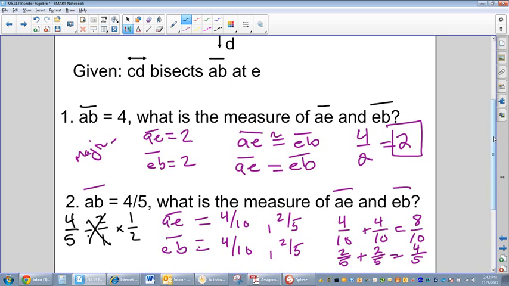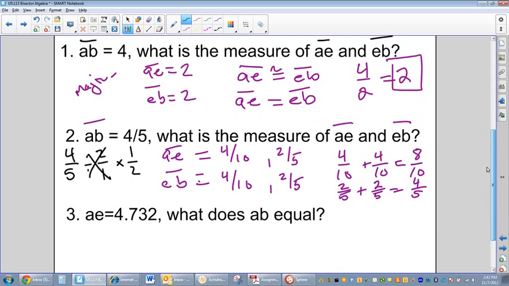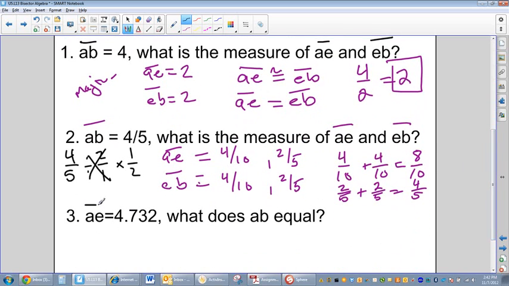All right, be sure to read number 3 carefully. Line segment AE equals 4.732. What does line segment AB equal?